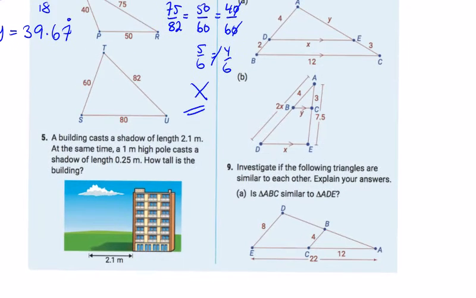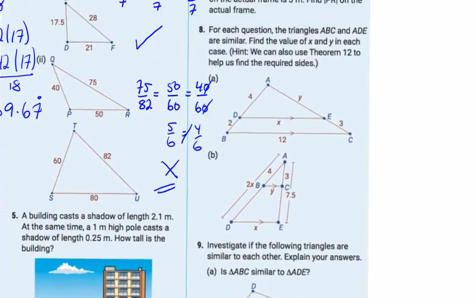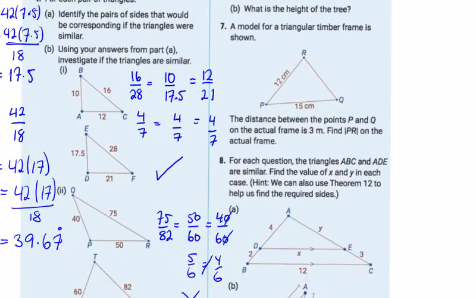Okay, question 5. A building casts a shadow of length 2.1 meters. So there's the shadow there. We could create a triangle if we wanted. At the same time, a 1 meter high pole casts a shadow of 0.25 meters. How tall is the building? We don't have any other diagram here.